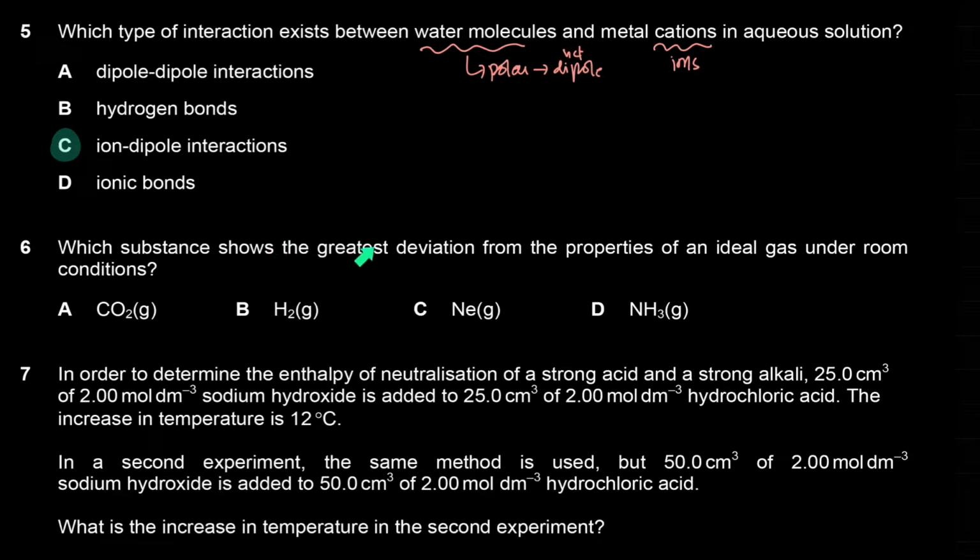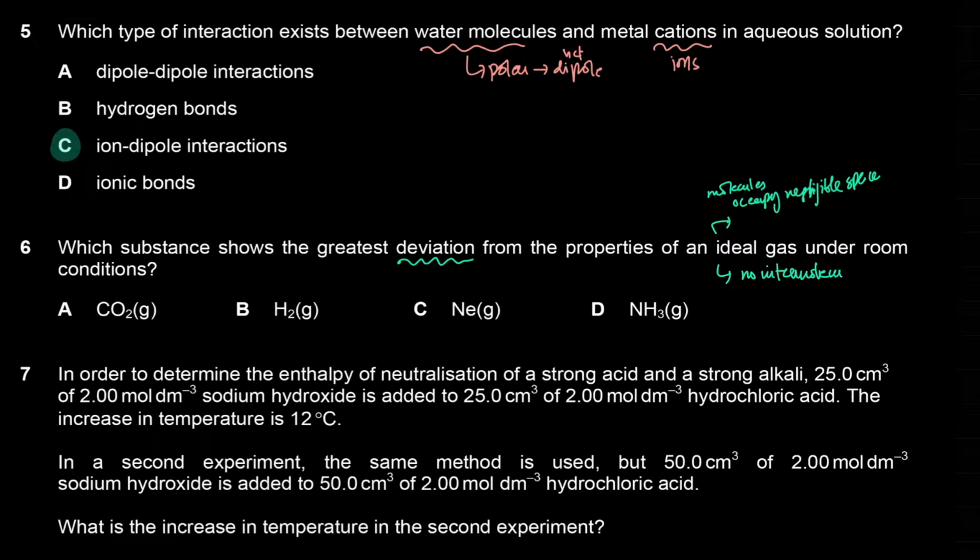Which substance shows the greatest deviation from the properties of an ideal gas under room conditions? The greatest deviation, in other words, behaves least like an ideal gas. The 2 main assumptions that you have to remember are that the molecules occupy negligible space. The gas occupies a large volume, but the molecules themselves have 0 volume. And we also assume that there are no intermolecular forces.